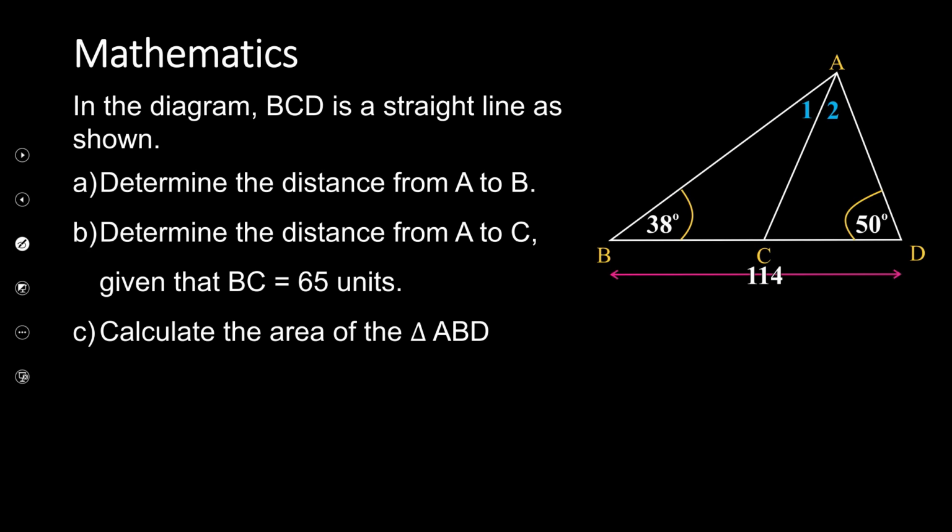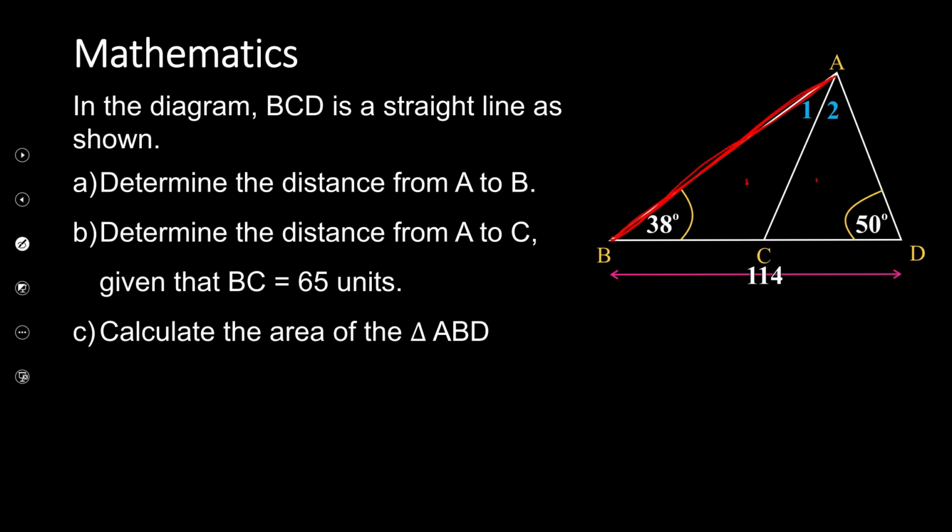Okay, let's look at our first example, and here they tell us BCD is a straight line as shown. Determine the distance from A to B. So the first question wants us to find the length of AB. This diagram is slightly complicated and we've got to break it down. If you notice, we've got three different triangles. We've got this little triangle here, ABC. We've got another triangle here, ACD. And then we've got the big triangle, ABD. Now, because they want us to find AB, AB is contained in this little triangle here. It's also contained in the big triangle.